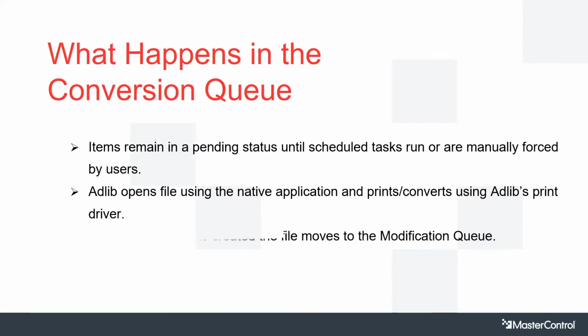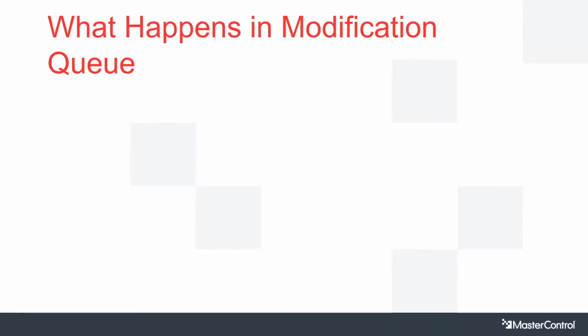Now, once we have that converted, and I'm talking only about the main file, we're going to move it to the modification queue. And here's where the fun begins. What happens in the modification queue? Well, we have your main file converted as a PDF.